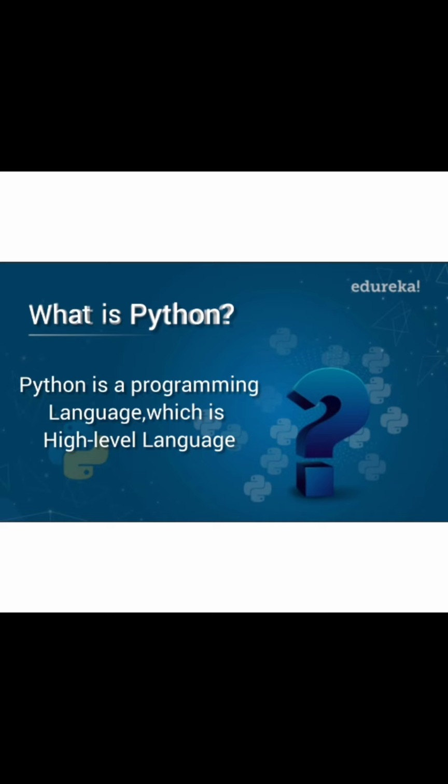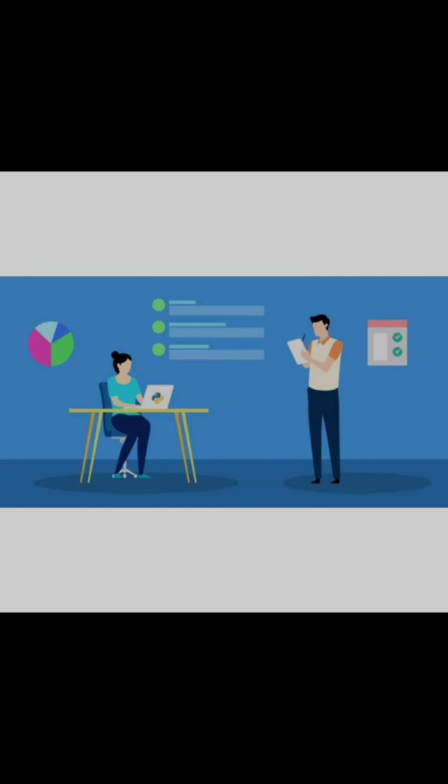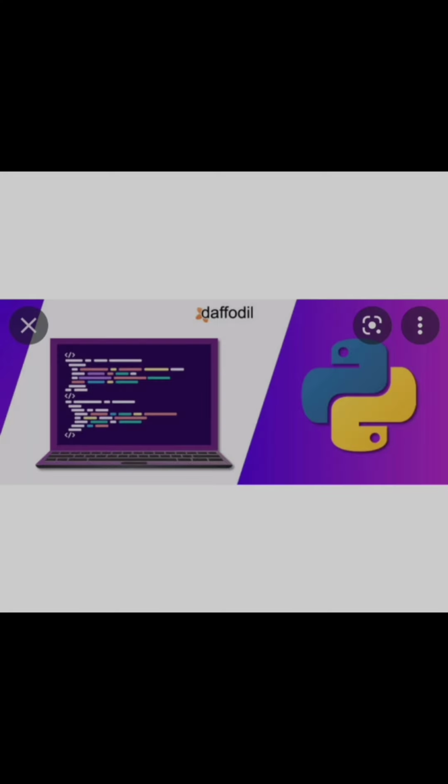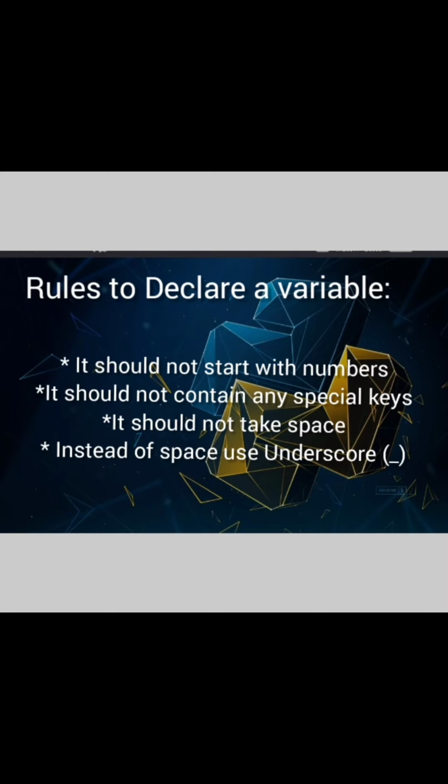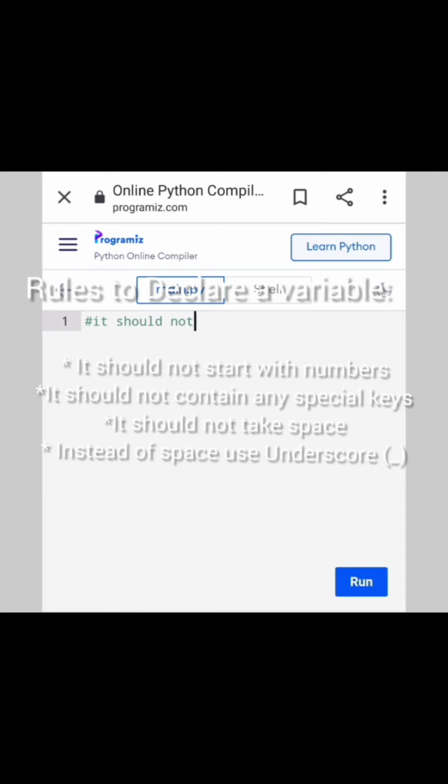Let us see what is Python. Python is a high level programming language. A high level language is nothing but a language users can understand. That's why it is also called a user understandable language. It is simple and easy to write code because of its syntax. Syntax is like our English. Now let's move to the rules to declare a variable.